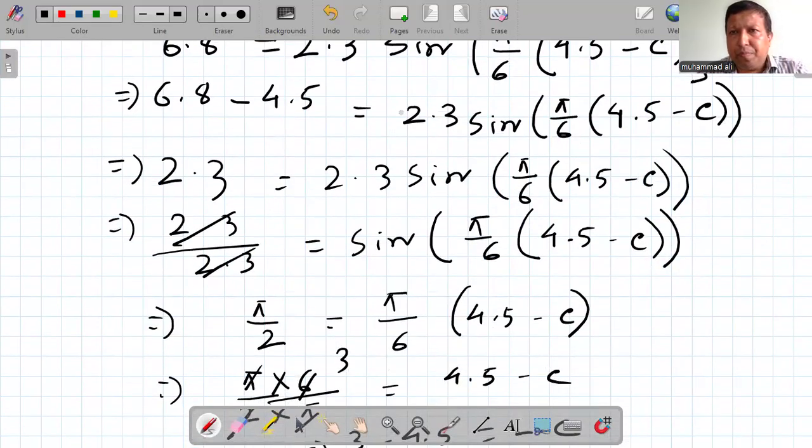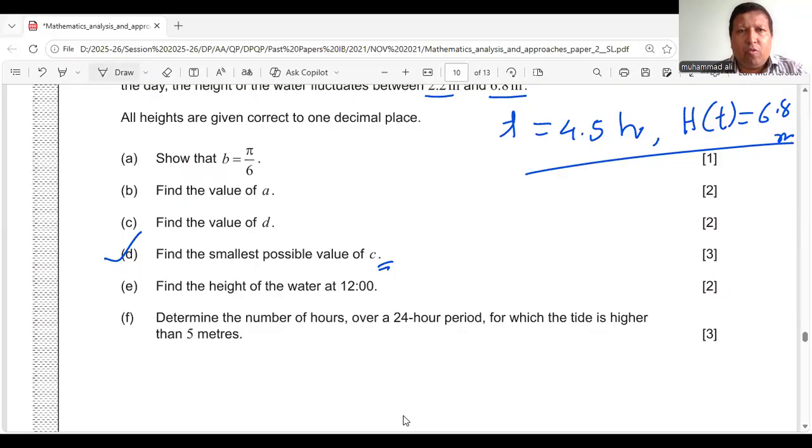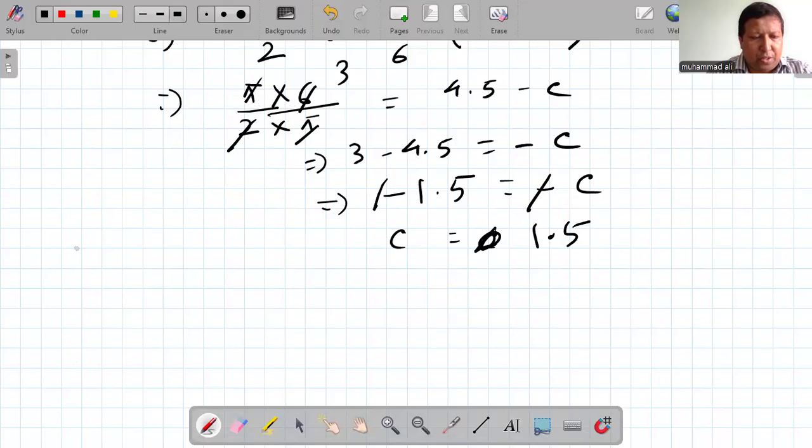Now, question number E. Find the height of the water at 12. Now, we have to write down the function here. So, this is E number.